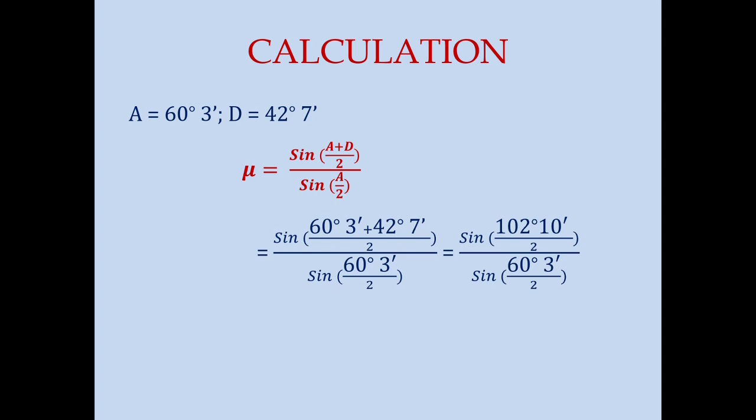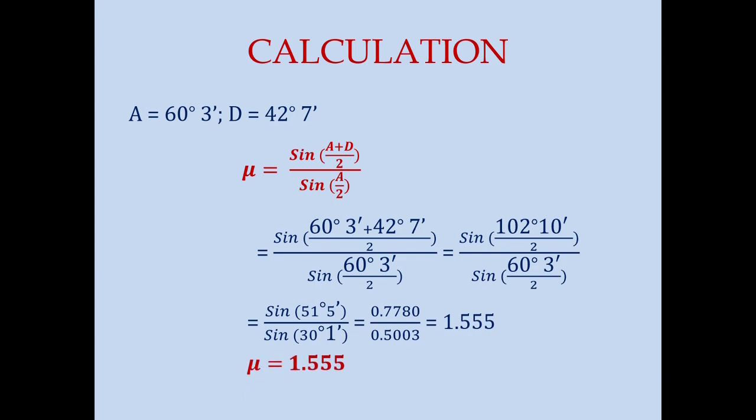Adding A plus D will give 102 degree 10 minutes by 2, and 60 degree 3 minutes by 2. Then 102 degree 10 minutes divided by 2, you will get sin 51 degree 5 minutes, and sin 30 degree 1 minute. In the scientific calculator, find out the value for sin 51 degree 5 minutes. You will get 0.7780 divided by 0.5003, which will yield 1.555. So the refractive index of the material of the solid prism is 1.555.